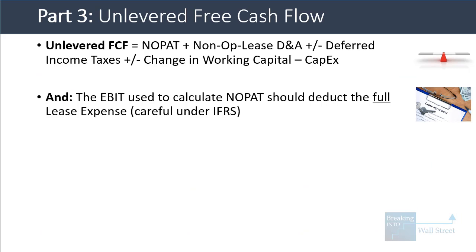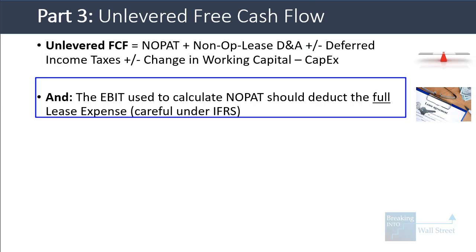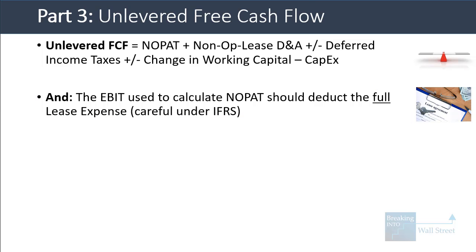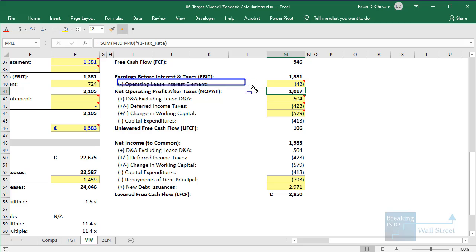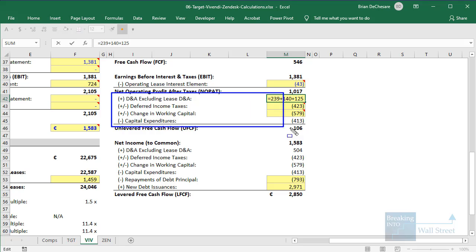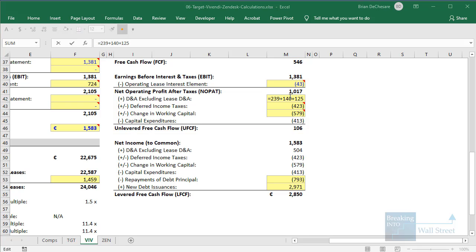If you're working under IFRS, you have to make sure that the EBIT used to calculate NOPAT deducts the full lease expense. Usually what that means is that you have to deduct the operating lease interest element and then make sure that's deducted when you multiply the EBIT by 1 minus the tax rate to get to NOPAT. And then when you add back D&A in the rest of this calculation, you don't want to add back the lease depreciation and amortization. You just want to add back the depreciation and amortization on actual own assets.